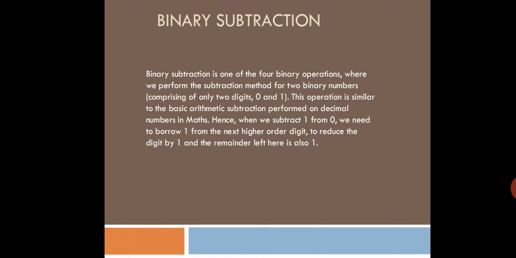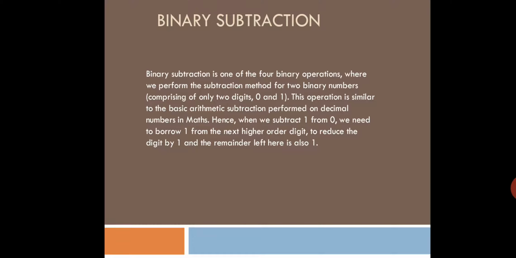Binary subtraction is one of the four binary operations where we perform the subtraction method for two binary numbers comprising only two digits, 0 and 1. Why are we taking only 0 and 1? Because it is binary, so binary stands for either 0 or 1. This operation is similar to the basic arithmetic subtraction performed on decimal numbers in maths. So it is almost the same, but how we deal with zeros and ones is the actual thing.